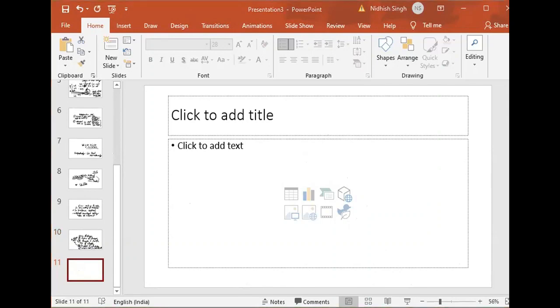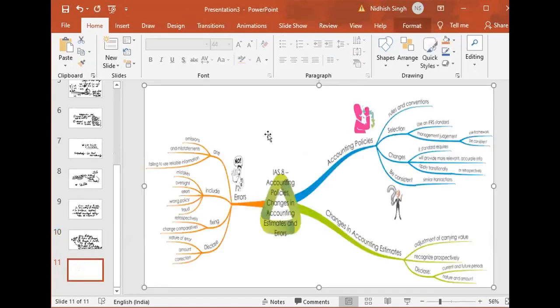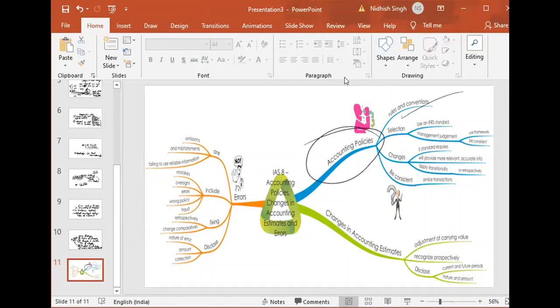Now let's do some brainstorming. I'll provide a memory map, how it should look. Other memory maps you can use too. So accounting policy: rules and conventions, selection, changes, and be consistent. When you change, it is required by the standard, or will provide more relevant and accurate information, only then you need to change. You can't just keep changing for your own sake.